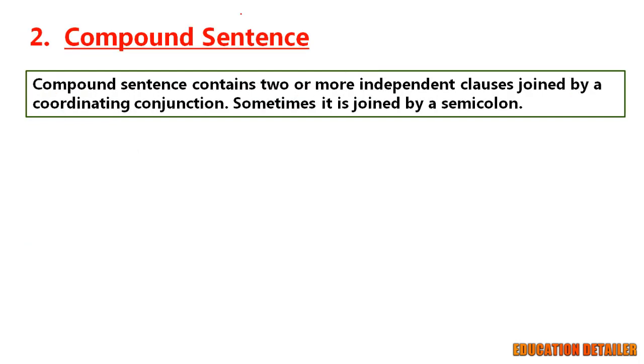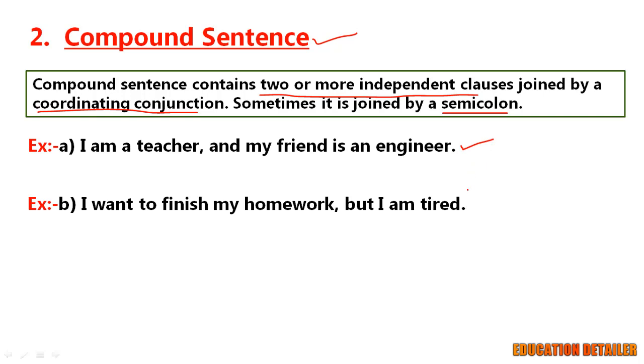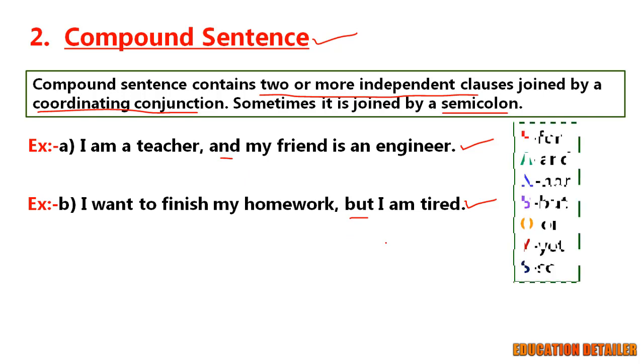Now let's move on to the next type of sentence, compound sentence. A compound sentence contains two or more independent clauses joined by a coordinating conjunction. Sometimes it is joined by a semicolon also. Look at the examples. I am a teacher, and my friend is an engineer. Another one, I want to finish my homework, but I am tired. Words like and, but are coordinating conjunctions which are used here to join two independent clauses. Remember, when a coordinating conjunction joins two independent clauses, a comma is used before the coordinating conjunction.